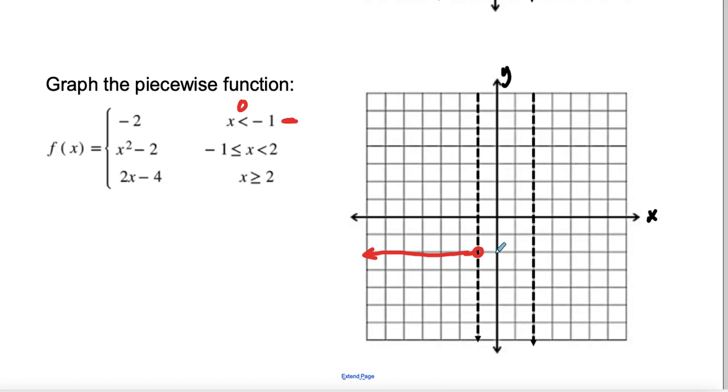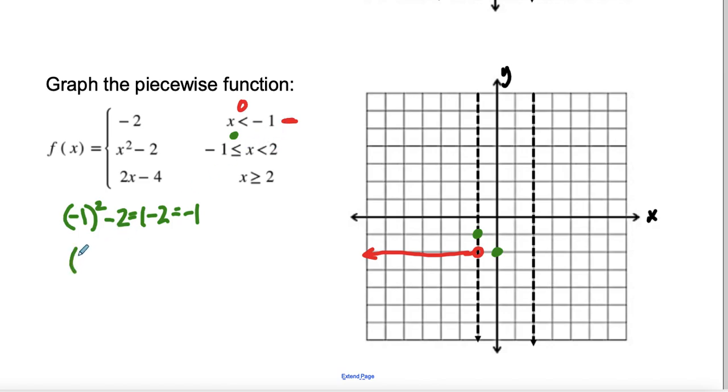So as I go through here, if I was to input 0, I would get negative 2. And if I input negative 1, at our dividing line, that's going to give me 1 minus 2, which is equal to negative 1. So I'm going to go ahead and put a closed dot here for negative 1 is less than or equal to x is less than 2.